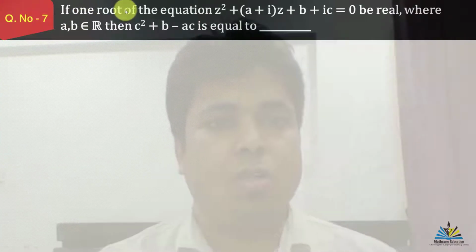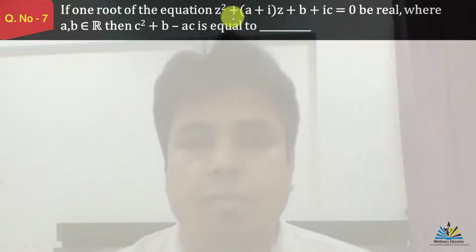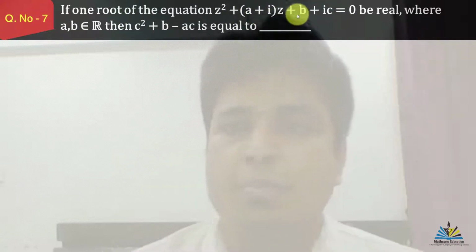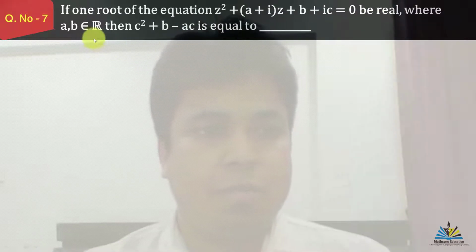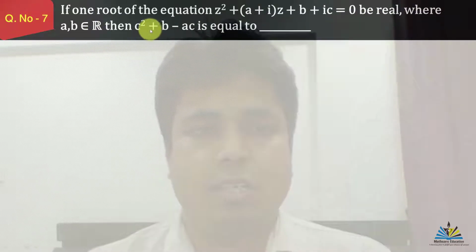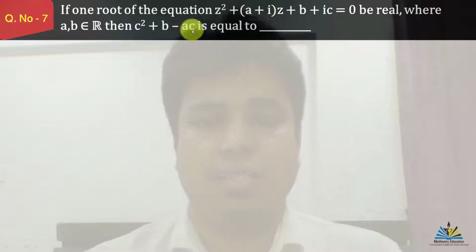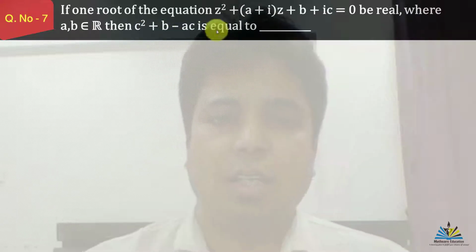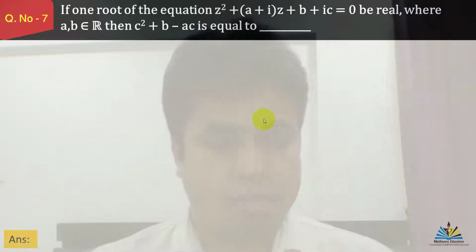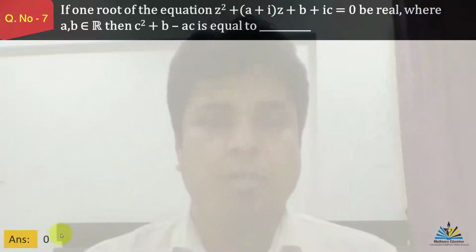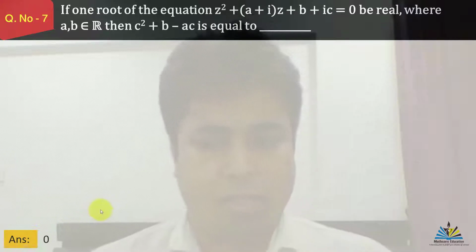If one root of the equation z square plus (a plus iota) z plus b plus iota c equal to 0 is real, where a, b belong to real numbers, then c square plus b minus ac is equal to what? We need to find the value of this. So the answer to this question is 0. If you wish, you can solve this on your own.